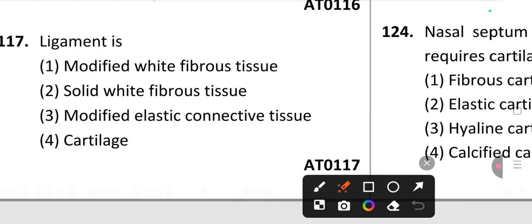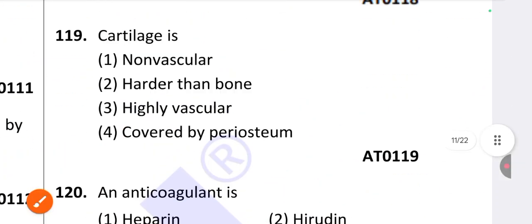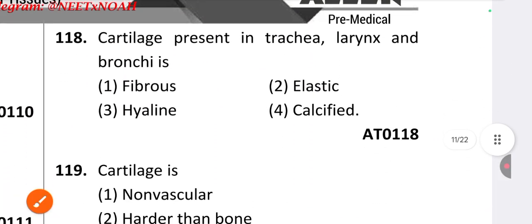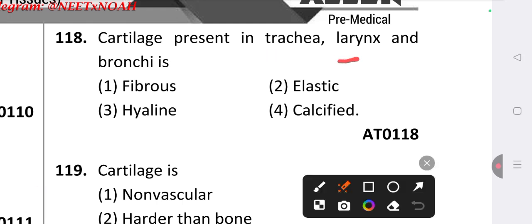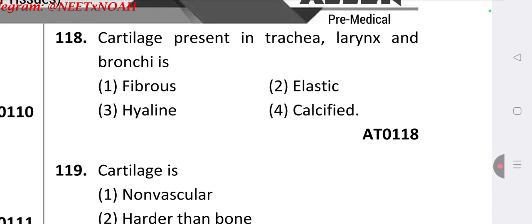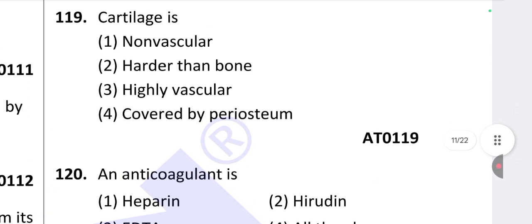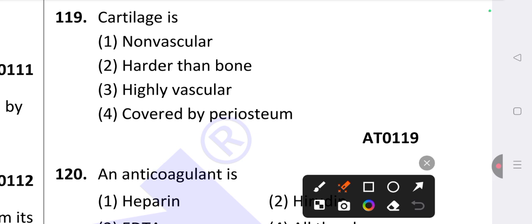Option number 3. Next, 118th one we will see: cartilage present in trachea, larynx and bronchi is. So what type of cartilage is present in trachea, larynx and bronchi? It is hyaline cartilage. Next, 119th one: cartilage is. So what is cartilage? Is it non-vascular, harder than bone, highly vascular, covered by perichondrium?